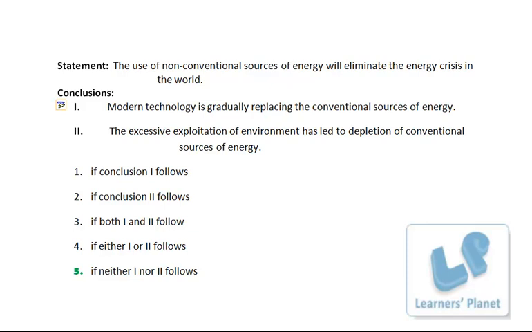The second one: the excessive exploitation of environment has led to depletion of conventional sources of energy. See, according to the statement, there exists an energy crisis, which is very clear, that will be eliminated, right? So an energy crisis is there. That means this can be concluded: the excessive exploitation of environment has led to depletion of conventional sources of energy, because there exists an energy crisis. That's clear from the statement. So only the second one follows.